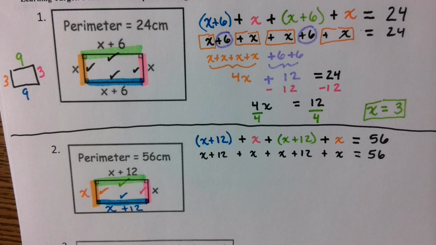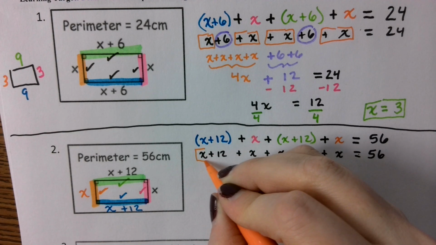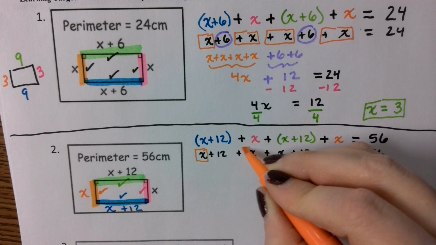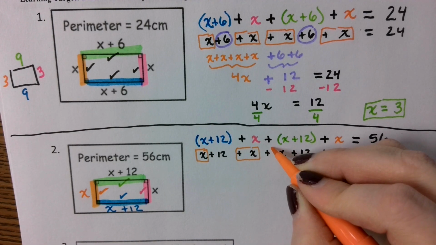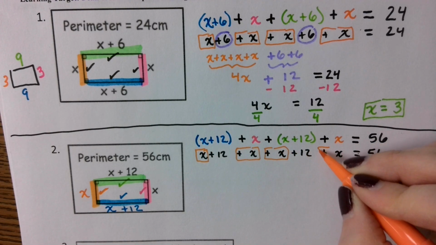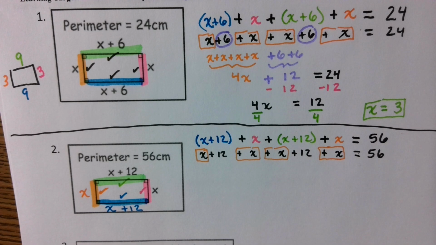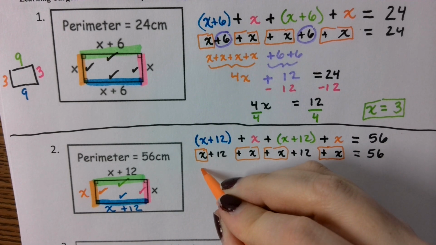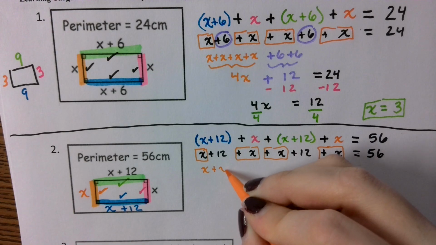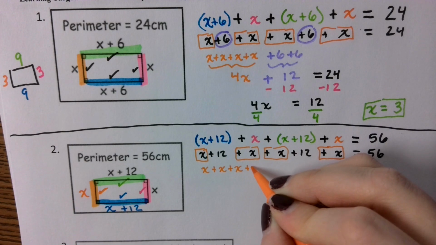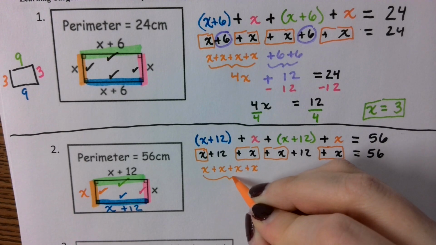What are the like terms that we can combine in this one? Bubba? Okay, all the x's, and they're all positive, right? We have positive x, positive x, positive x, positive x. When we combine those together, what is it going to be? Positive 4x, right? X plus x plus x plus x. That's just going to be a positive 4x.